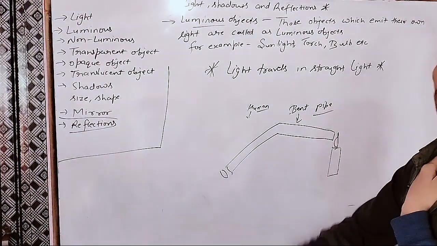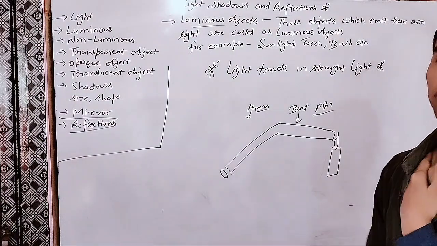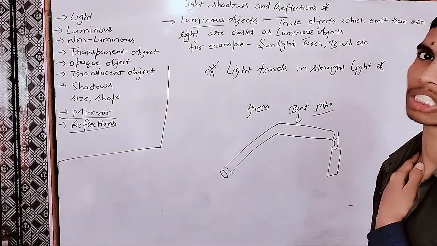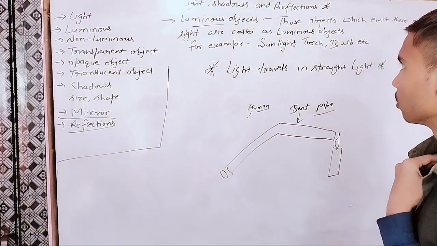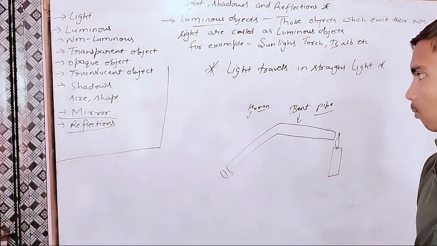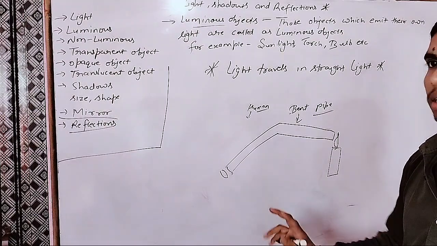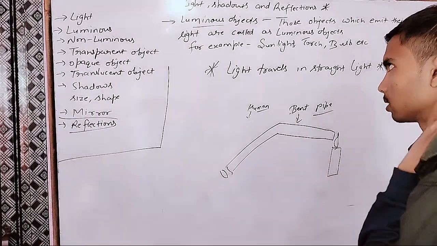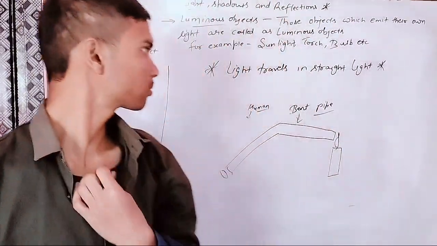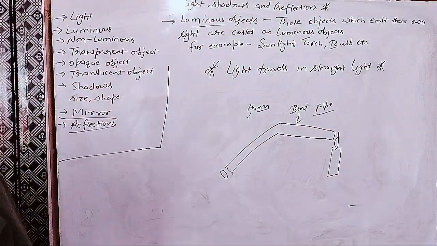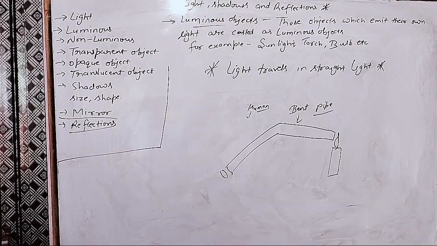So this was how light travels in a straight line, and how it does not. Through this activity we can prove it, and this is a practical example. We can prove it through a real example in our life. I think we are clear. Next point is 174.